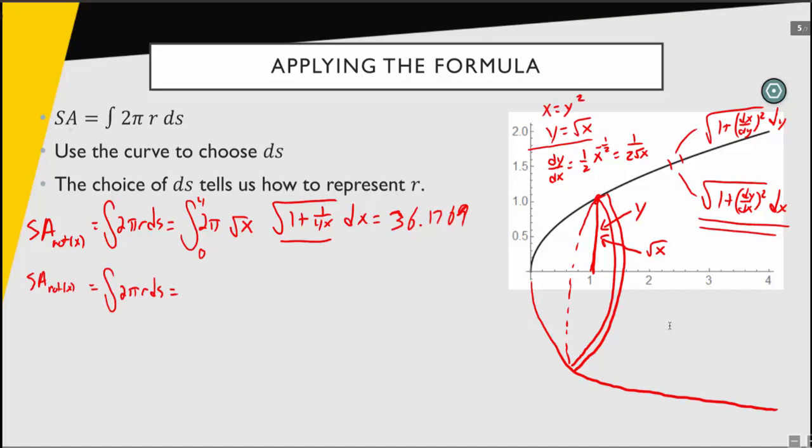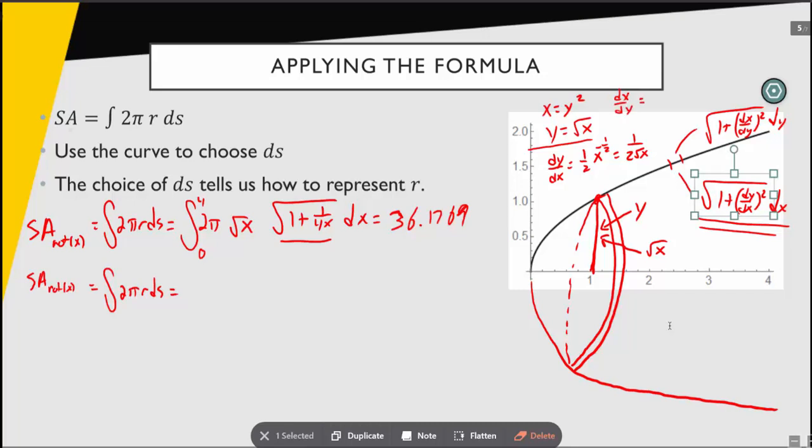It would be another representation for this curve. Now if I did that, I could certainly calculate dx/dy, which in this case would be 2y. So now I'd have the integral 2 pi r, but now for ds I'm going to use the square root of 1 plus (dx/dy) squared. So that would be the square root of 1 plus 4y squared, dy.